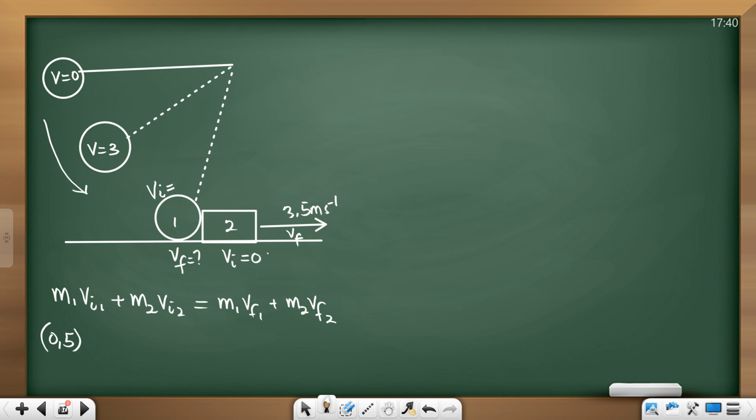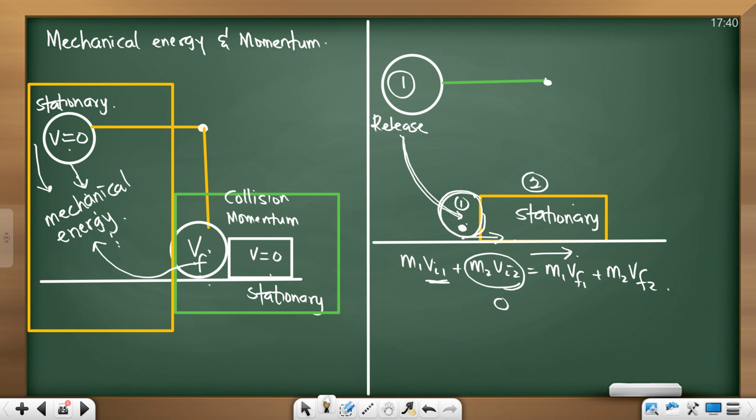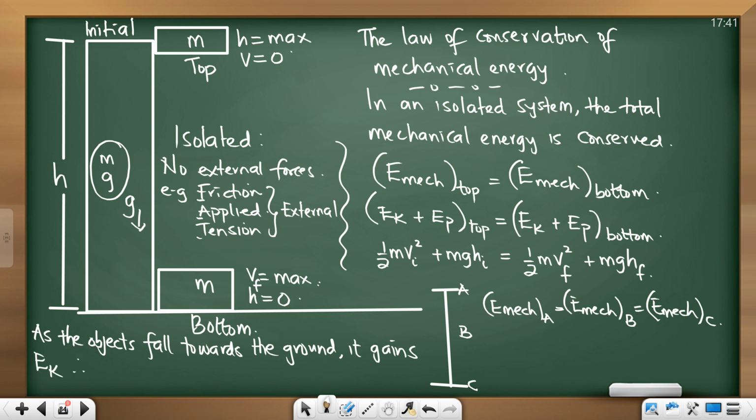I mentioned something, which means you did not take notes. Let's go back and write it down. Go back to the first diagram we had and write this: as the object falls towards the ground, it gains kinetic energy. Therefore, velocity increases.